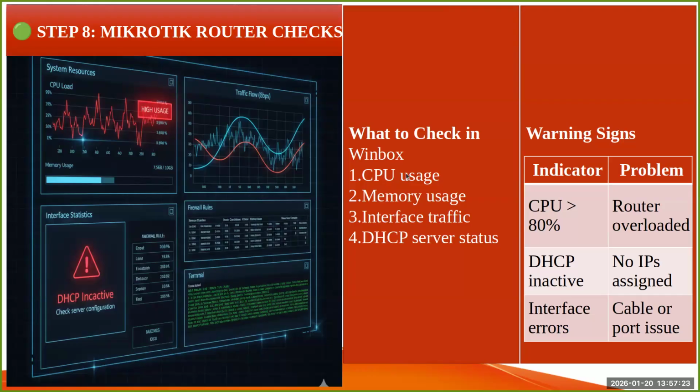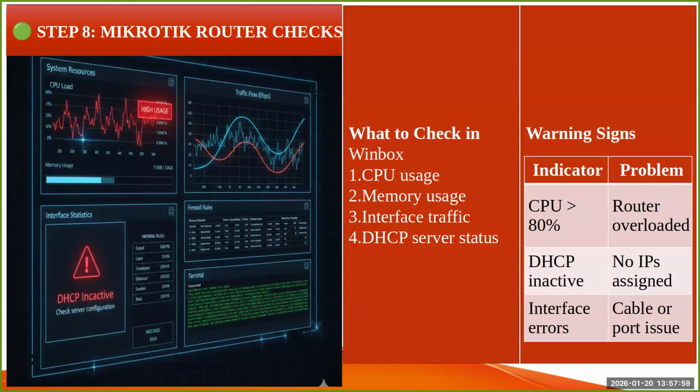You check the CPU usage, check the memory usage, then the interface traffic, the traffic that is passing through the interface, then the status of the DHCP server. Now, when you check CPU usage and the memory, if it is above 80%, that means the router is overloaded. So check your CPU. If the system resources is getting above 80%, it means the router is overloaded.